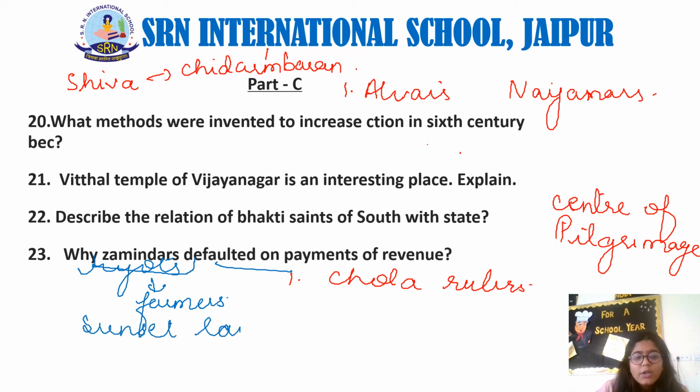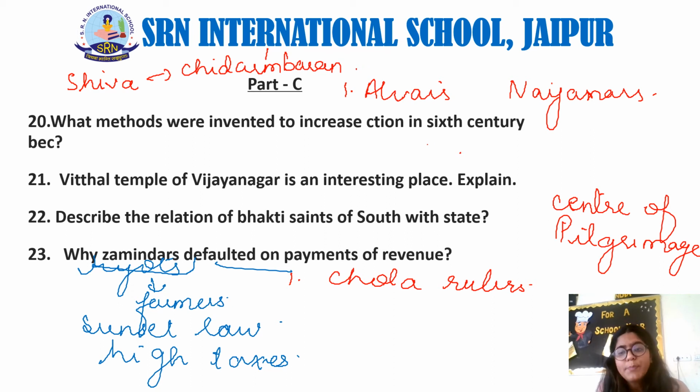Now this sunset law declared that high taxes had to be paid by the zamindars. These high taxes were irrespective of the production, irrespective of natural calamity. Even if you're not producing anything, you have to pay high taxes. The company wanted to increase their funds, so zamindars suffered a lot.